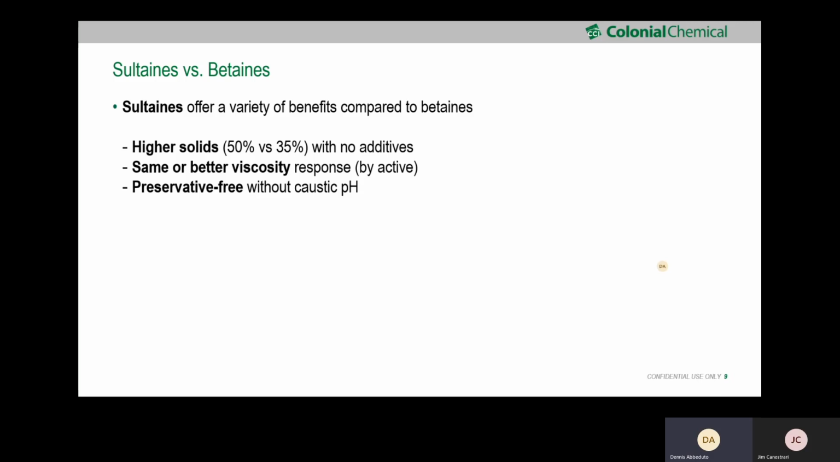Sultaines are supplied preservative-free without any caustic pH. So a typical betaine would contain a preservative. Used to be, of course, formaldehyde donors. We don't do that anymore, but in the effort to move away from formaldehyde donors, many betaines started becoming preserved with Kathon and or that type of isothiazolinone preservative chemistry, which we know now has some sensitization issues for human skin, can cause allergic reactions.